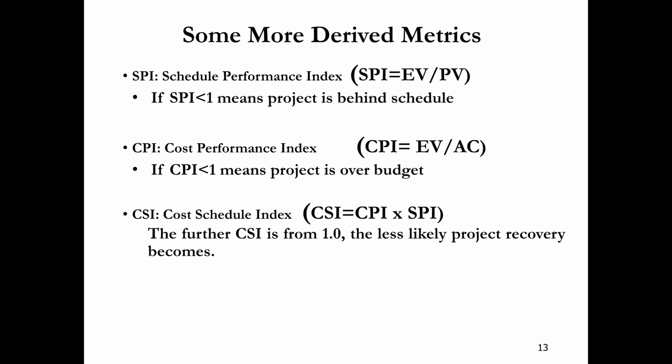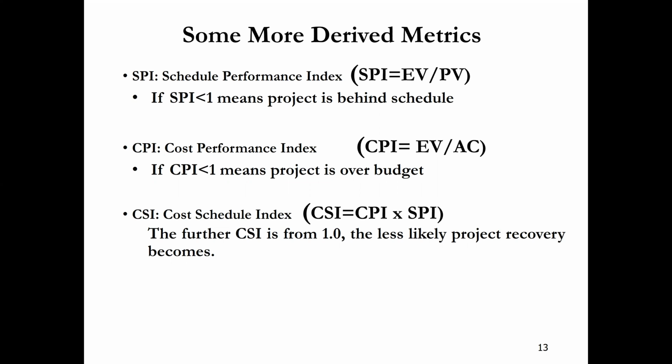Then CPI, cost performance index. CPI is equal to EV over AC. So if this value is less, it means AC is more and EV is less. So actual cost is more, EV is less. CPI less than one means the project is over budget.